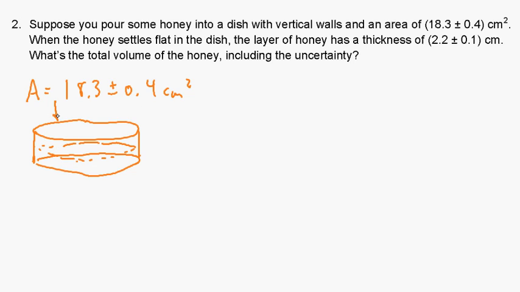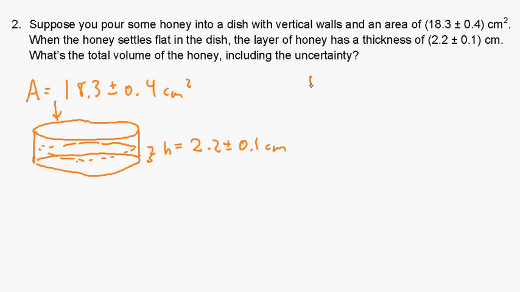So what this is giving us is the area of the bottom of the dish. The dish has vertical walls, and then the height there is the thickness, which I'm going to say, actually, let's not call it T, let's call it H. It's going to be the height of the honey, so that's going to be 2.2 plus or minus 0.1 centimeters. Okay, so total volume of the honey.